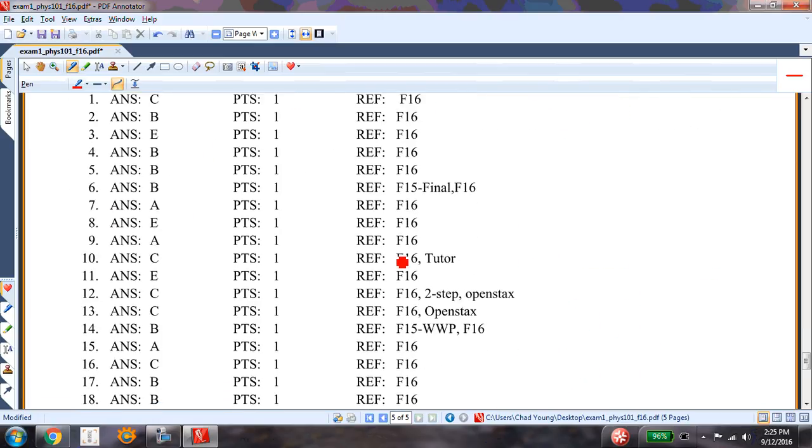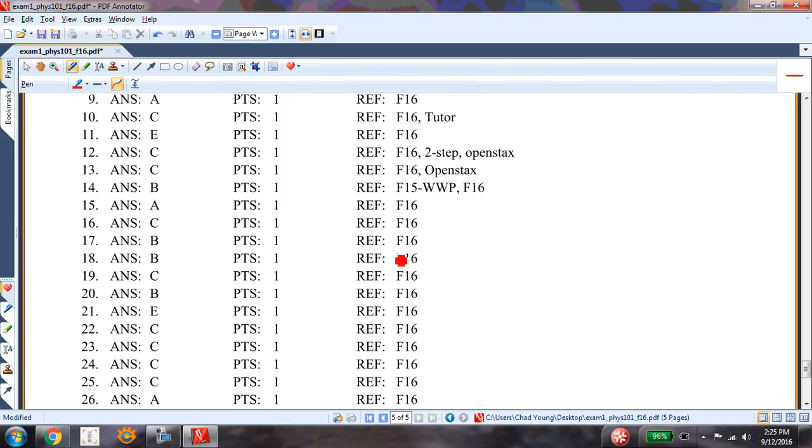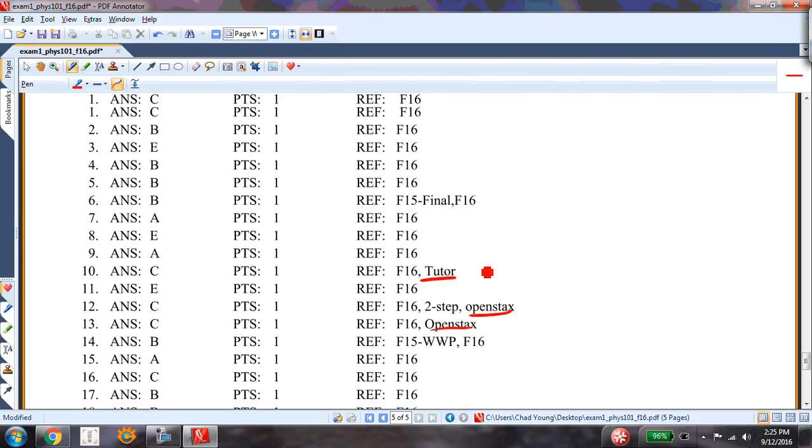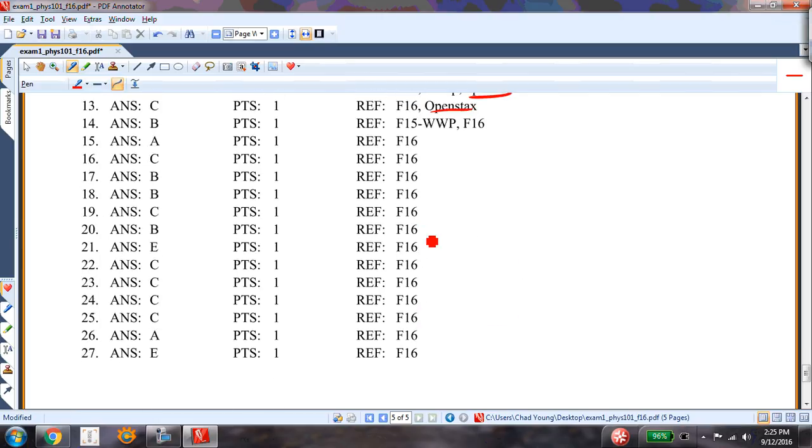190. Here are the answers, but you can download these on the thing. And also notice that some of these came almost directly from OpenStax, actually more than just these three. There were several that were from that homework assignment.